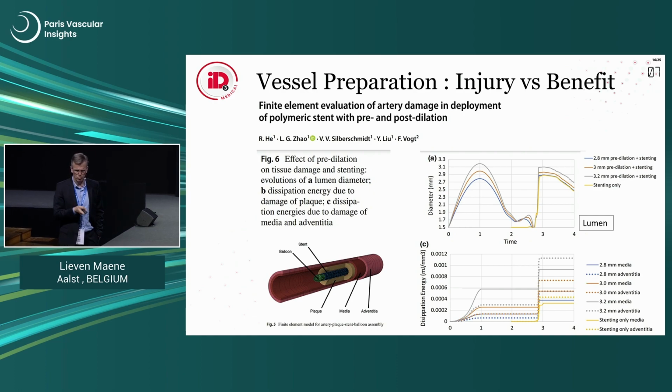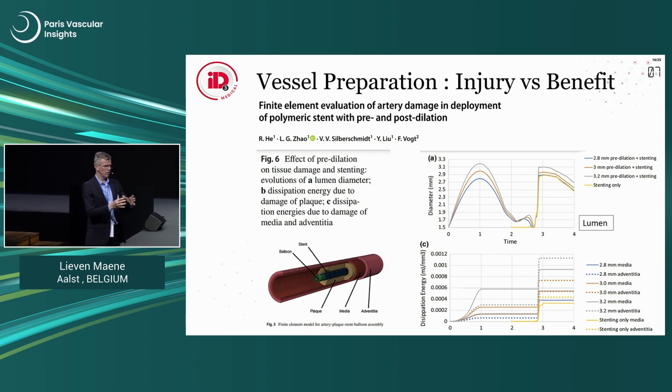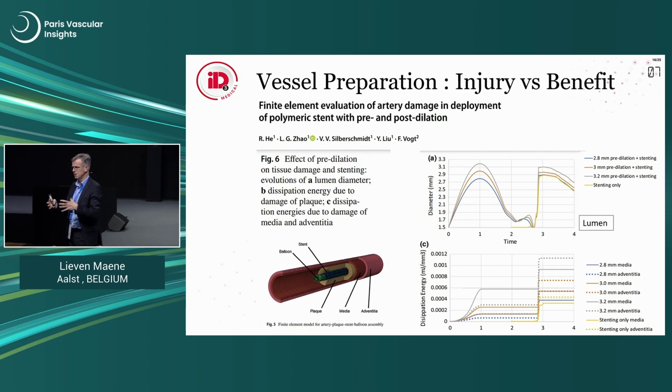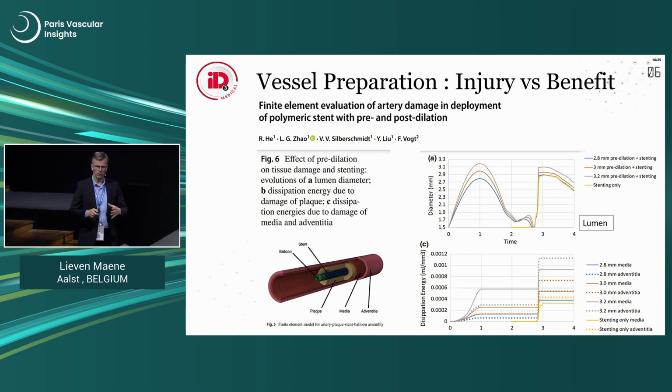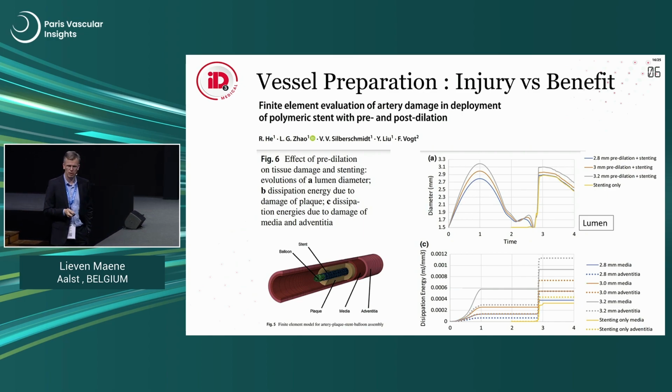And during the vessel prep, the energy is mainly released in the media, but afterwards, once the elastic fibers are that much elongated, the stent comes in place, and then the stent exerts not only on the media, but also on the adventitia, a lot of energy with potential damage. So, what about all this? Can we bring this to the femoropopliteal area?